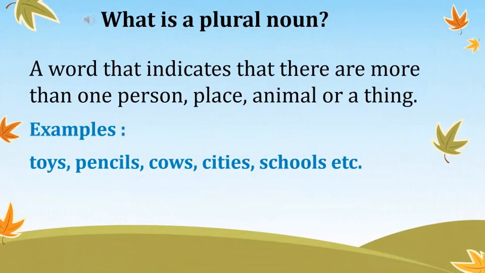Now let's move on to the plural nouns, children. Now what is a plural noun? When we say plural, we mean many, bahuvachan, okay? A word that indicates that there are more than one person, place, animal or thing. Such are plural nouns. Okay.